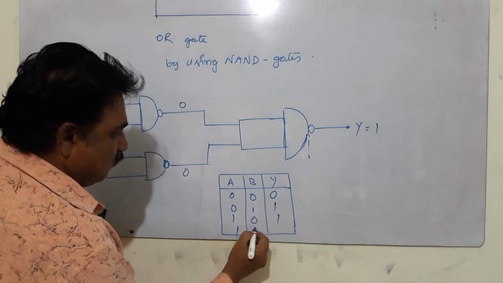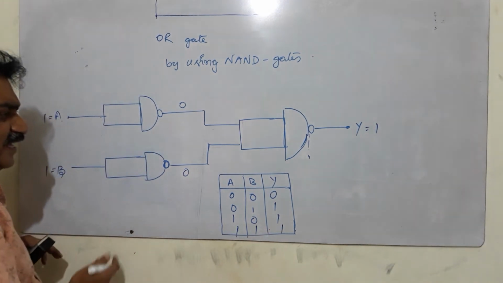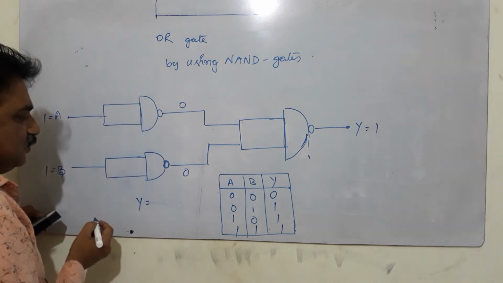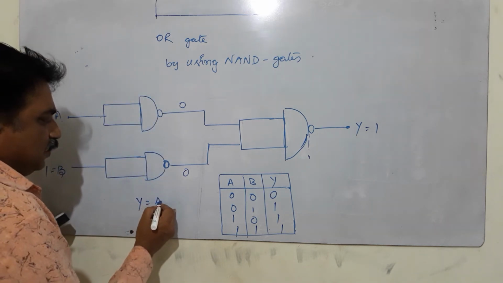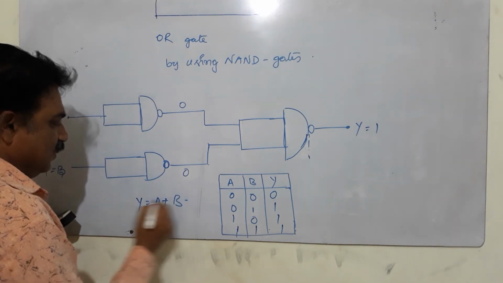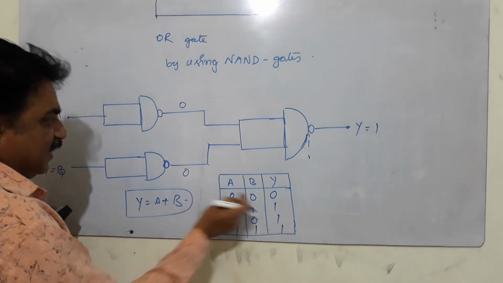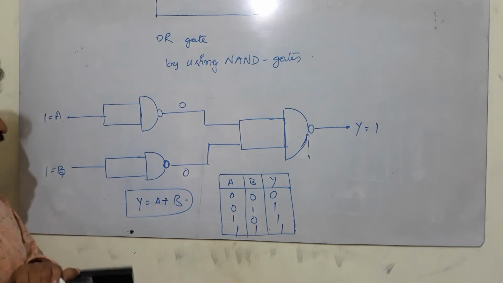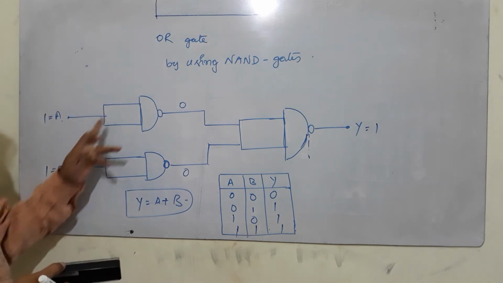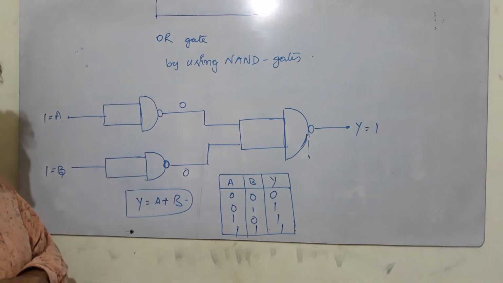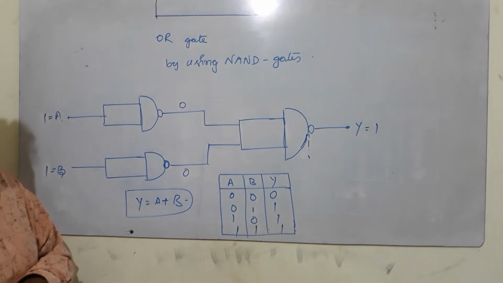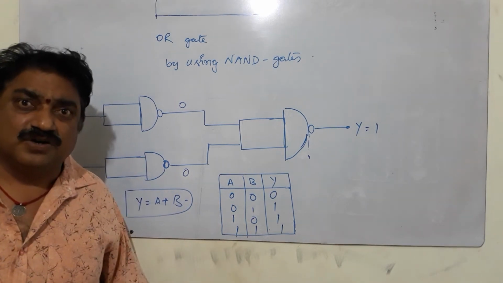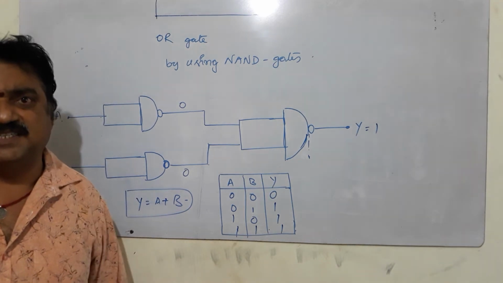Output is 1. So this is the truth table for OR gate. So y is equal to a plus b బోలియన్ ఎక్స్ప్రెషన్ ని ఇక్కడ ఇది ఈ కాంబినేషన్ సాటిస్ఫై చేస్తుంది కాబట్టి we can say that the NAND gates are universal gates. In the same way, we can use OR gate to get any of these gates.